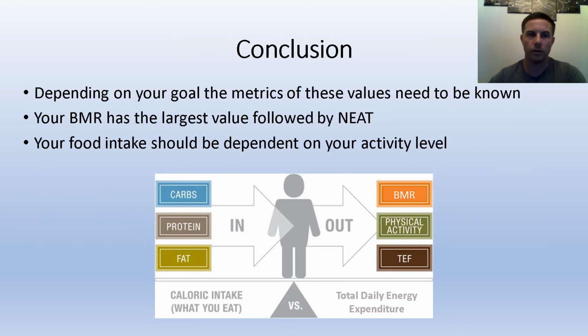In conclusion, depending on your goal, the metrics of these values need to be known, right? Your BMR has the largest value, followed by NEAT. Your food intake should be dependent on your activity level. Although this is informational to show you how to balance your calories and activity, too many calories and not enough activity is a recipe for weight gain, whereas more activity and fewer calories can help with weight loss.